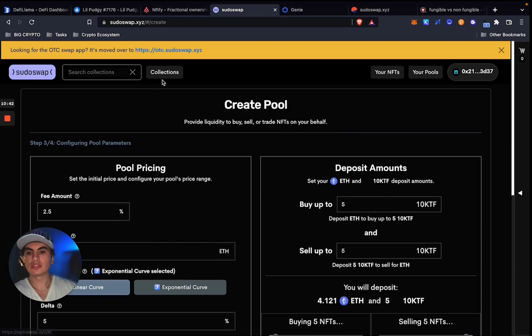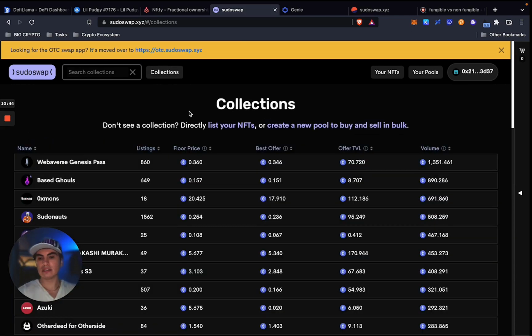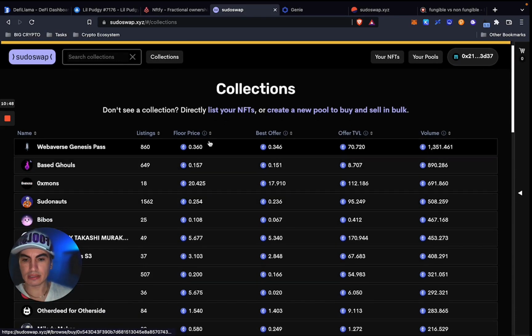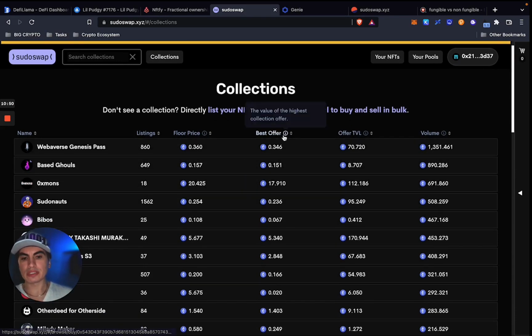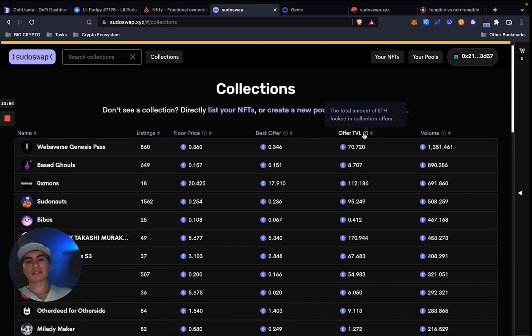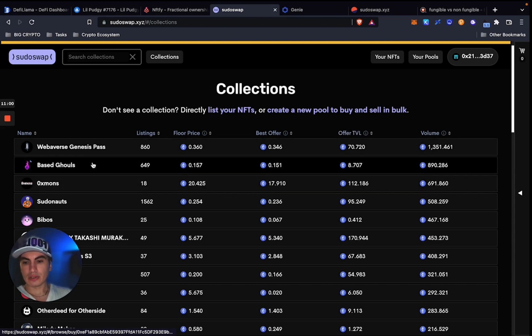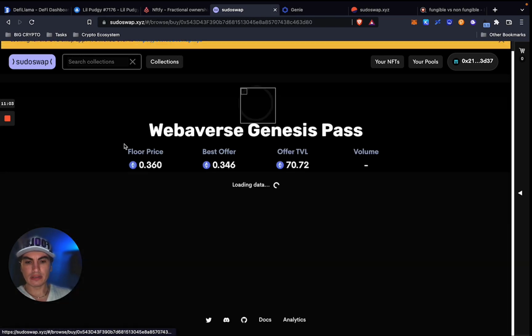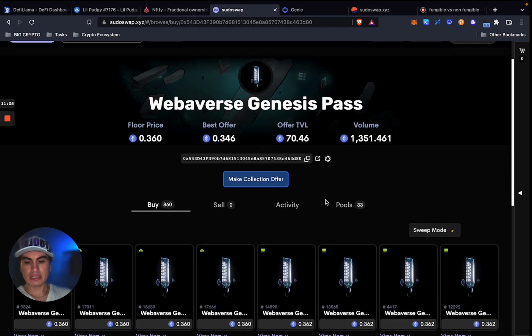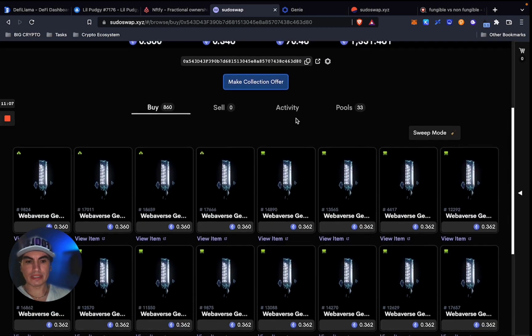Now, if we go to collections, you can see several things here, right? You can see the NFTs that are listed. You can see the floor price of them. You can see the best offer, right? Offer to TVL, which means total value locked, and then the volume for them, right? So if we click on here, you can see the floor price.